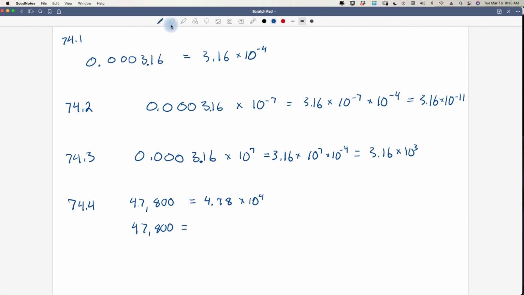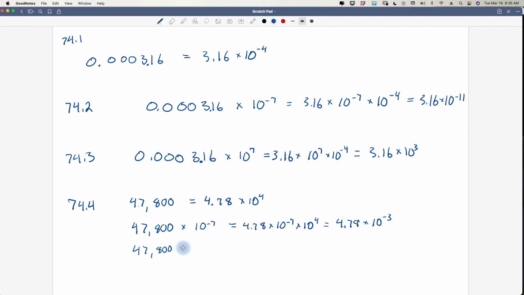We have 47,800 times 10 to the negative 7. All right, well, we want to put the decimal here, so 4.78 times 10 to the negative 7 times 10 to 1, 2, 3, 4, 10 to the positive 4 equals 4.78 times 10 to the negative 3, because negative 7 and positive 4 is negative 3, and that would be your answer.